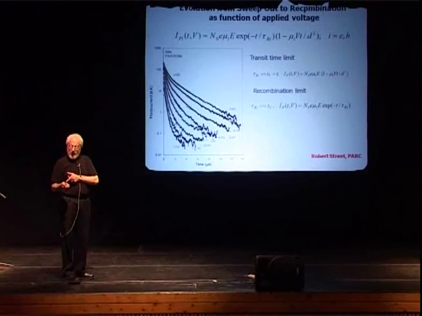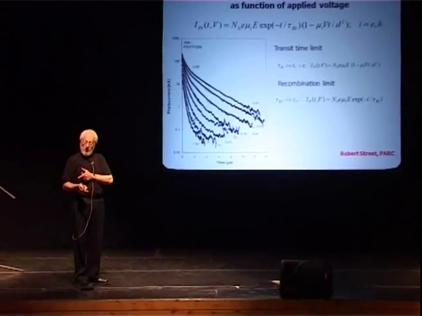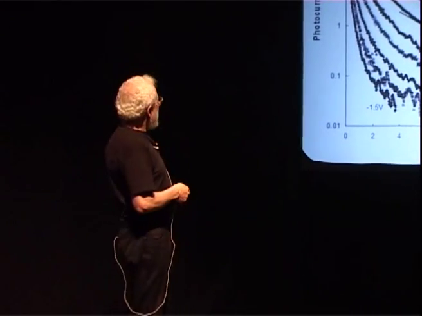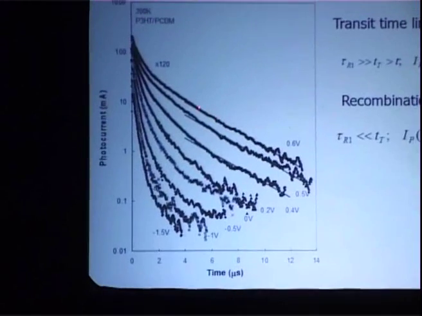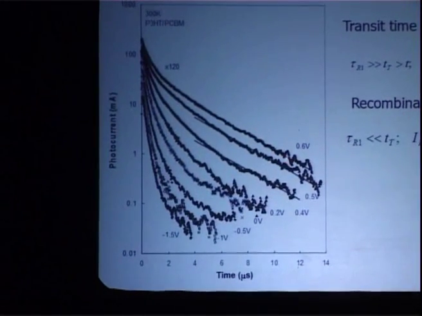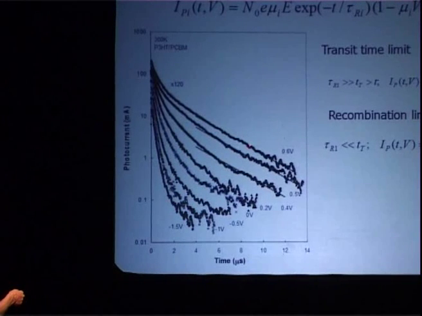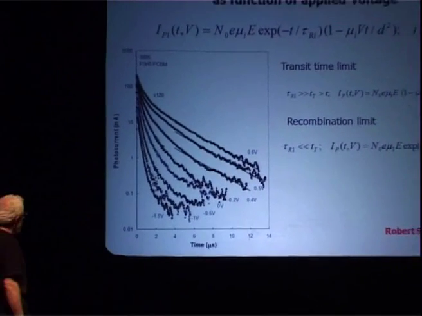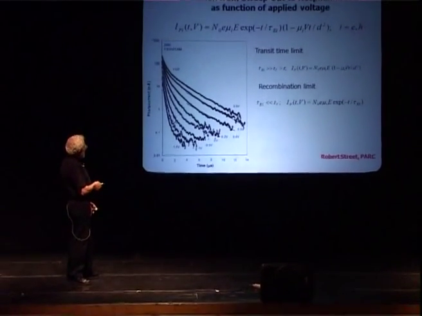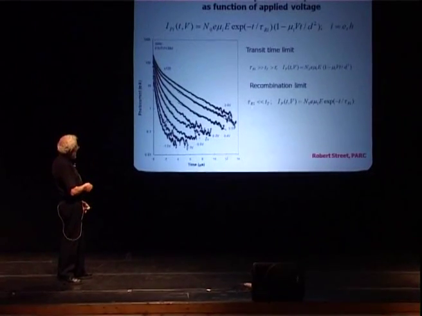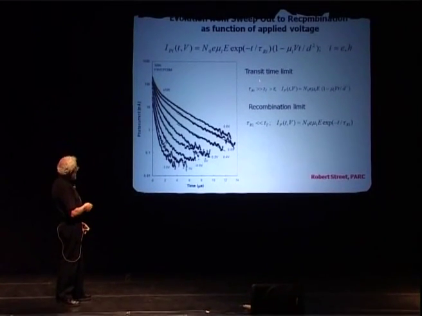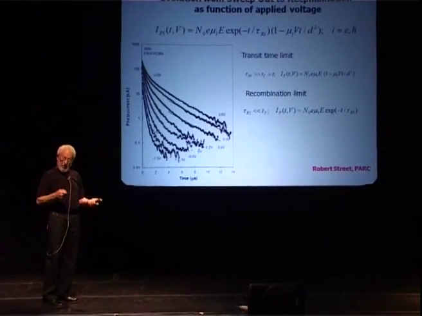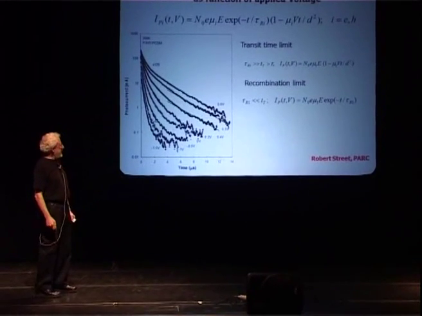At open circuit, nothing is swept out because the internal voltage is zero. And at open circuit, the only thing that can happen is recombination. And there you see it. At open circuit, you have a semi-log decay, an exponential decay, with a time constant that is, I've forgotten what it is, but it's whatever, some microseconds. So the important thing is that you want the transit time to be much faster than the recombination time so that you can get the carriers out.